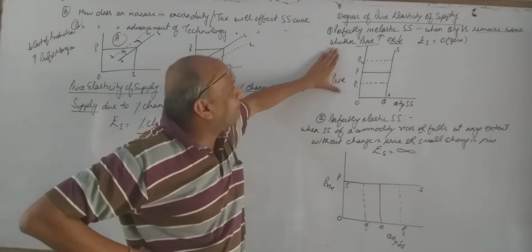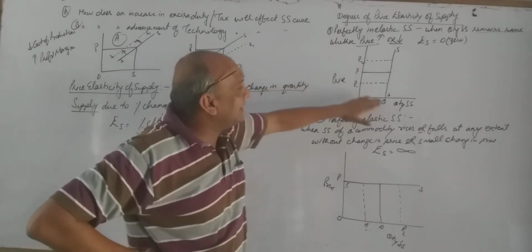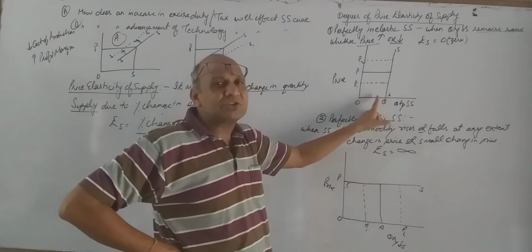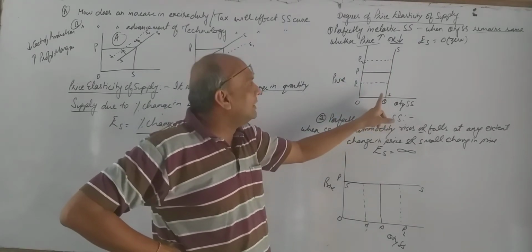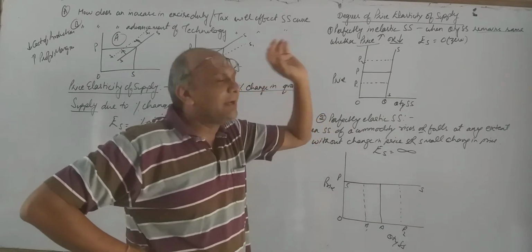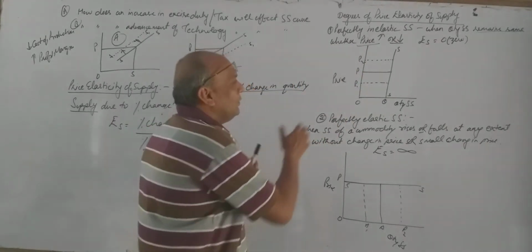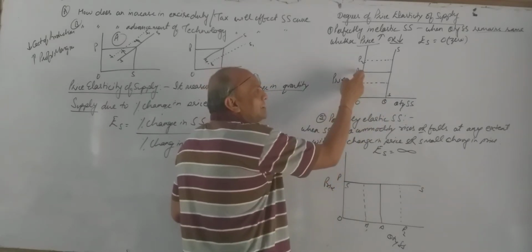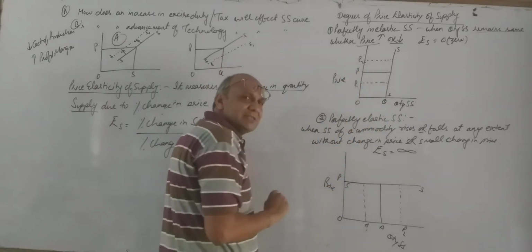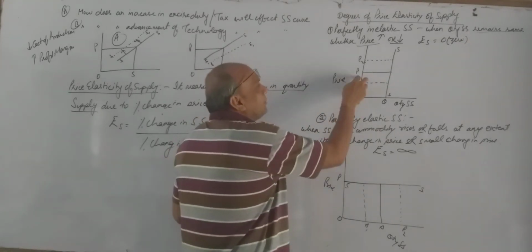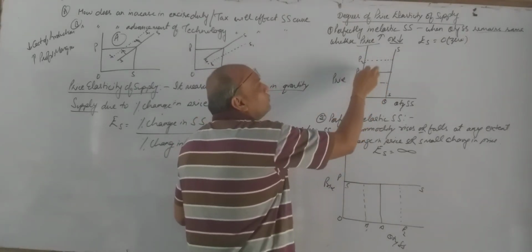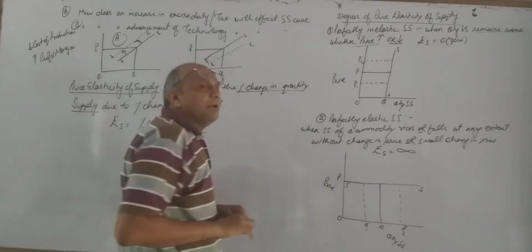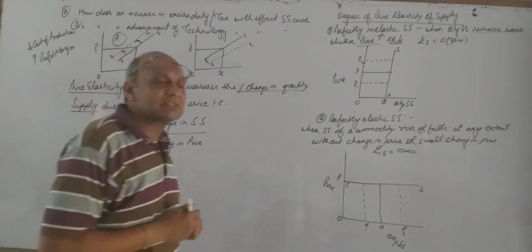Let us present it with the help of a diagram. Here we are taking quantity supplied, here price, here supply will remain constant. Supply curve is vertical to the y-axis. Whether price is OP, my supply is OQ. Whether price decreases from OP to OP1, my supply remains the same. Even if my price increases from OP to OP2, again my supply will remain the same. This is known as perfectly inelastic supply.